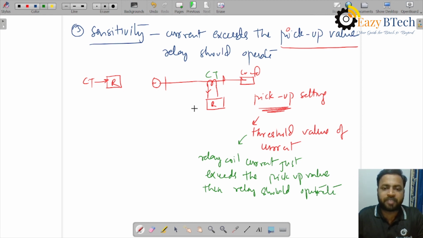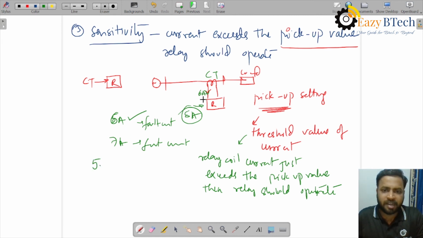Let us suppose the pickup value for this relay is 5 amperes. And if a current of 6 amperes flows into the relay, but the pickup given to the relay is 5 amperes, then this relay should treat the 6 amperes current as fault current. 7 amperes, fault current. So whatever magnitude is just above the pickup should be treated as fault current. So if the current in the relay is 5.2, very close to the pickup, still the relay should treat this current as fault current, because that is above the pickup value. Although it is very close to the pickup value, still the relay should consider it as a fault current.